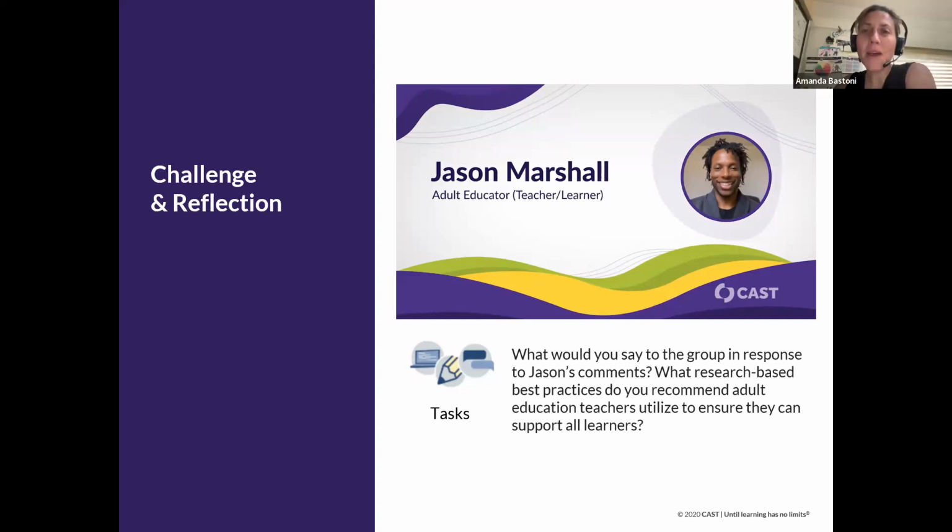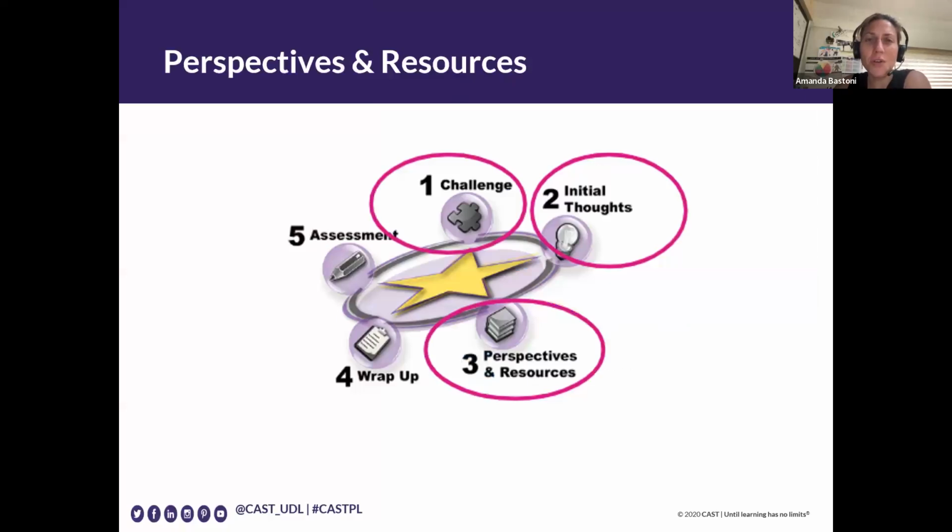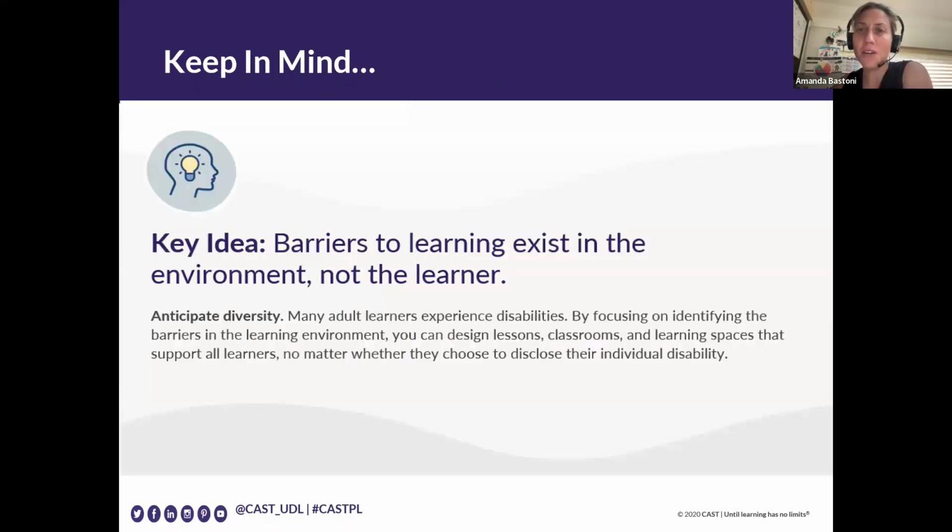That's great. So you can imagine, I'm going to go to the next slide really quick and just show you. Jason presented our challenge, our problem of practice. How do we think about the whole learner? What research-based practices are we providing for our adult education teachers? We asked you to engage in the initial thought activity, and now we're going to share perspectives and new resources. This would be covered in the module. Keep in mind, a key idea is that a barrier to learning exists in the environment, not in the learner. We would start to unpack that in the module. You can see this is part of that section we're calling new learning perspectives or resources.